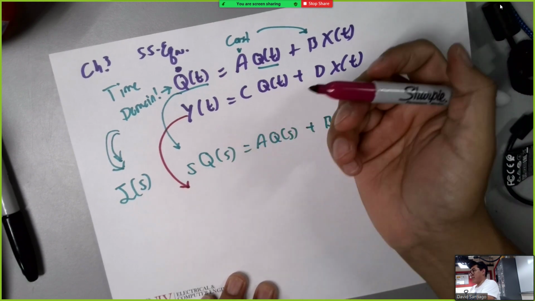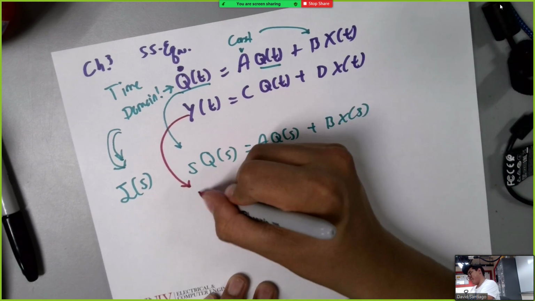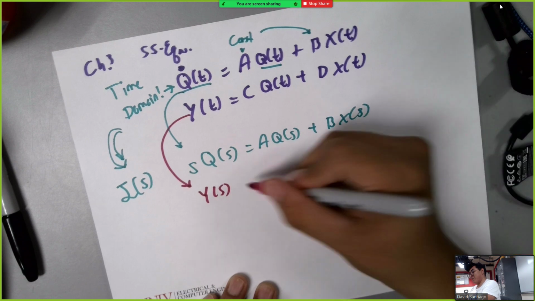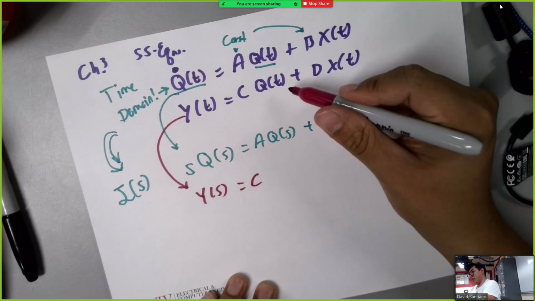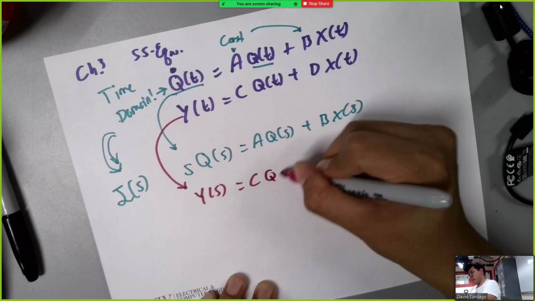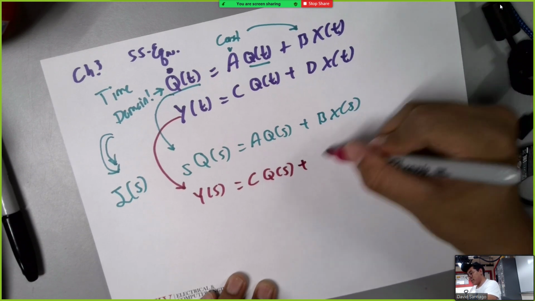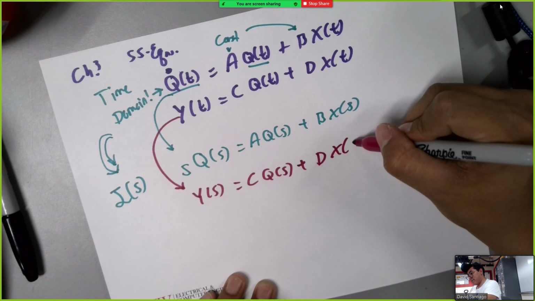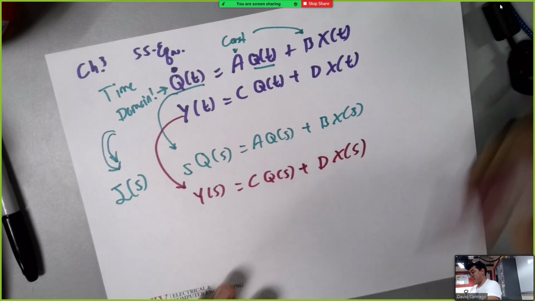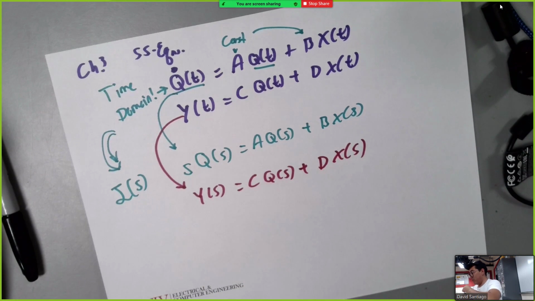What's the Laplace transform of y of t? Y of s. Perfect. Which is equal to c of q of s, and then plus d of x of s. That making sense? Cool.